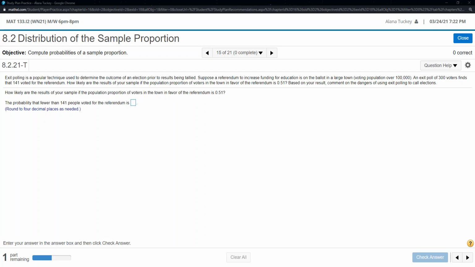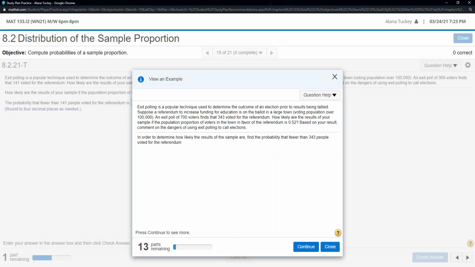Hello, Math 133 students. I received a request for help with this problem, which is 8.2.21t in my stat lab. Of course, where it is in your particular homework assignment might vary. All right, so I'm going to view an example, which will, of course, work very similarly to this.